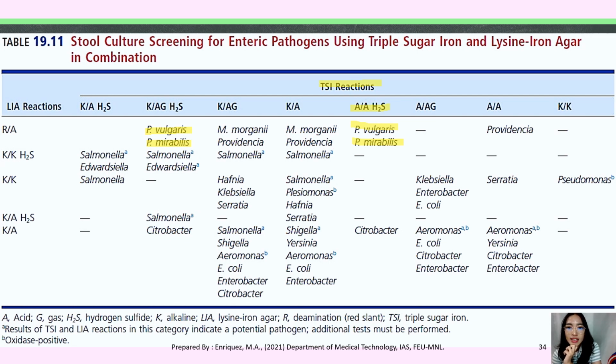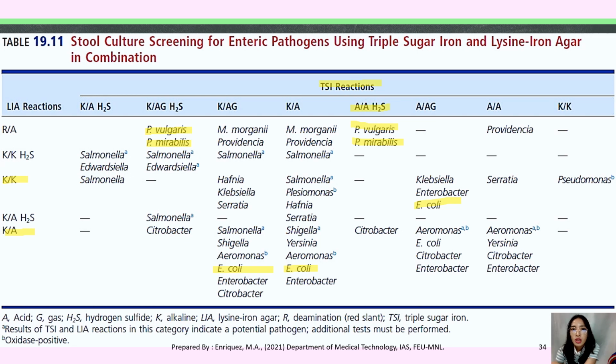Then, let's continue. Let's look at Escherichia coli. E. coli over here could produce 3 different results on TSI. It can be K over A positive for gas, or K over A only, or A over A and positive for gas. But it can produce 2 different results on LIA. It can be K over K, and here it can also be K over A. So, sometimes it could be very confusing.